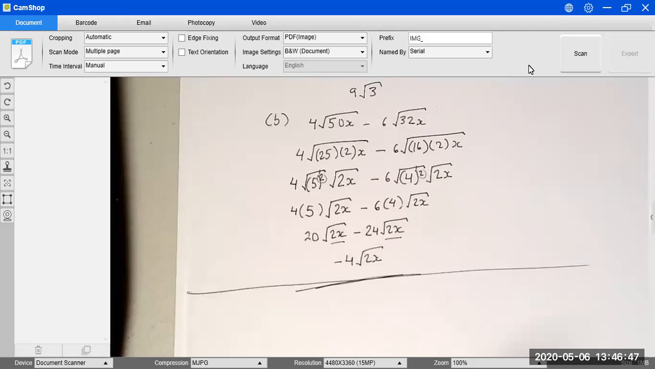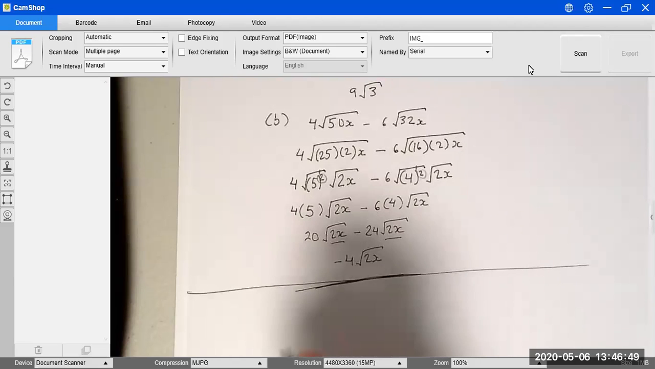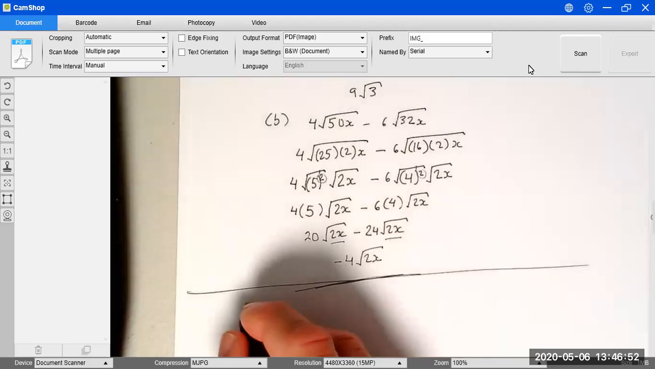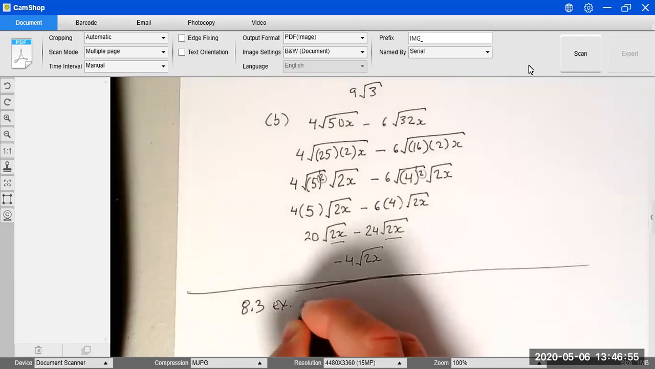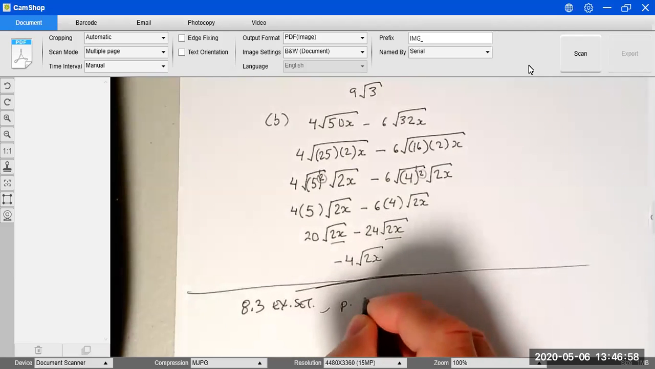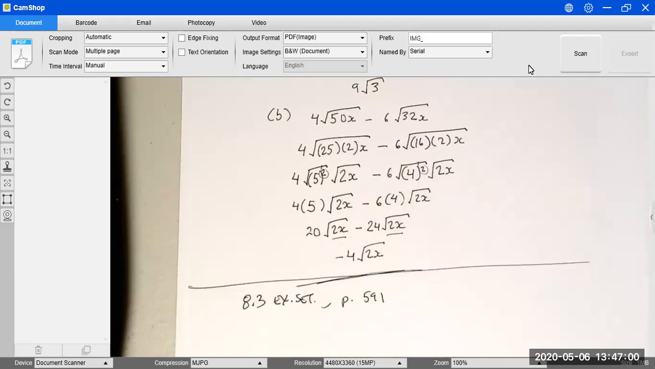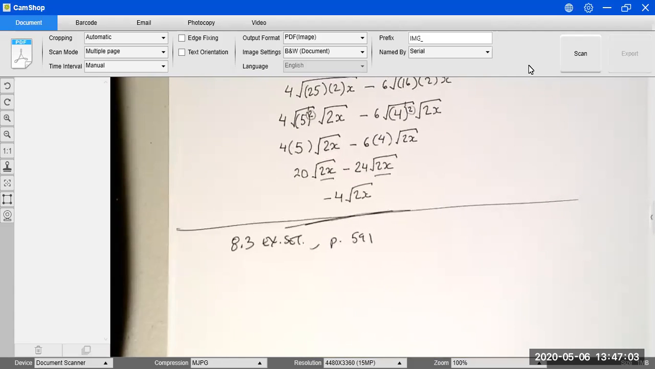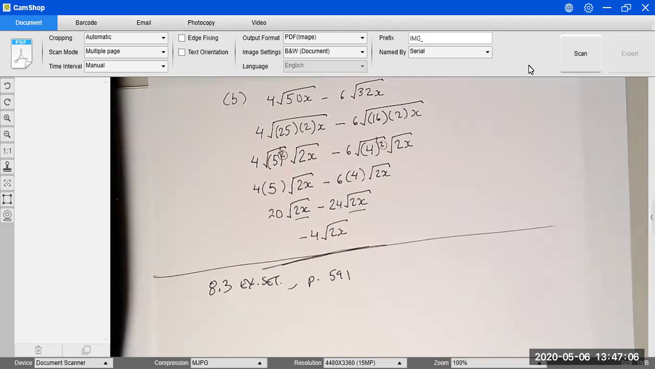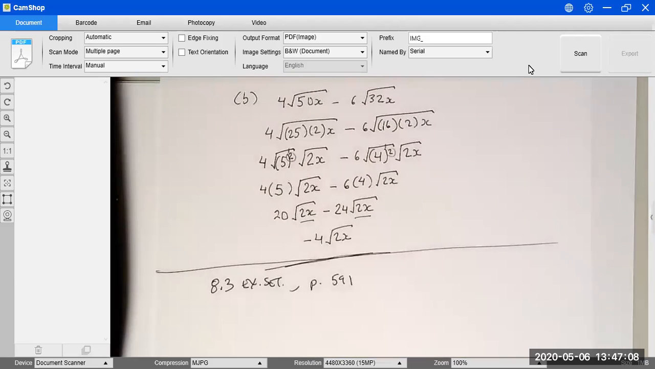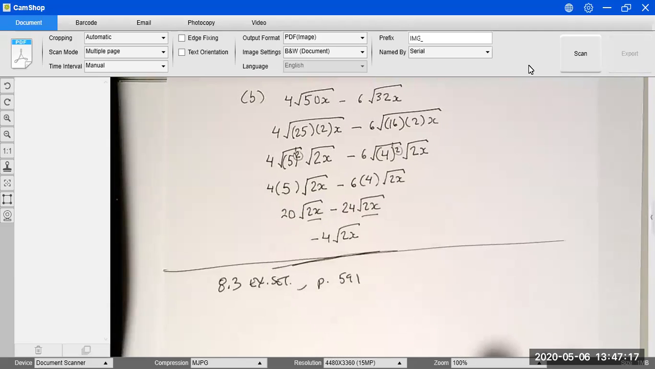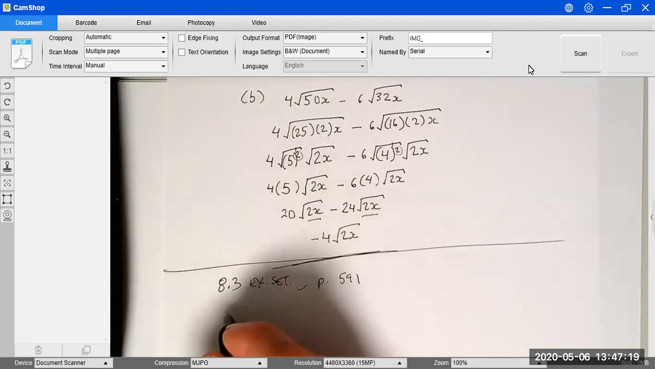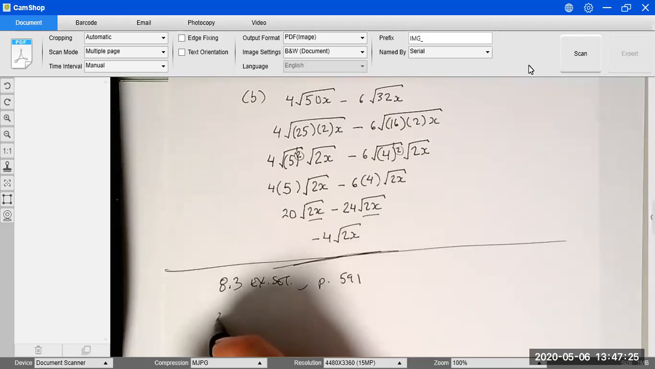You're going to work now on exercise set 8.3, on page 591. We have a lot of exercises that you're going to work on, because it is very important for you to do it correctly. I'm going to give you like 10 or 11 exercises, so you're going to work on all of them. We're going to start with the easy ones and end up with the hard ones, but try to work all of them. It's not going to take you long to do it all.